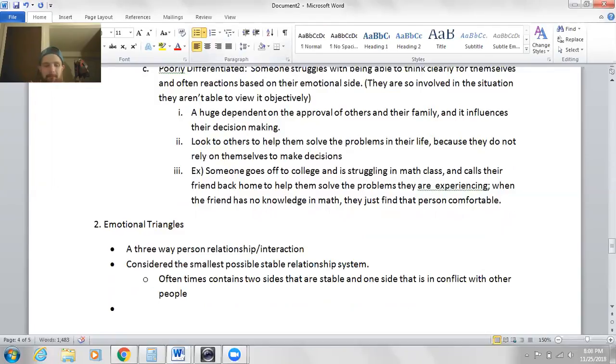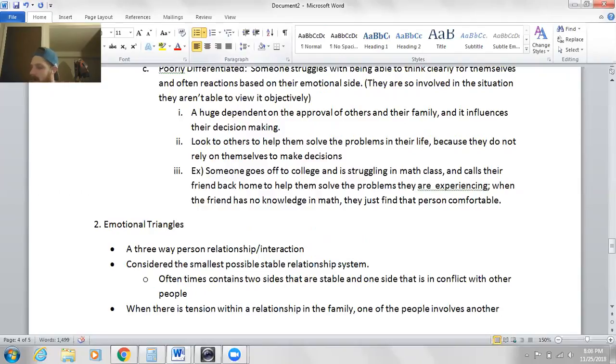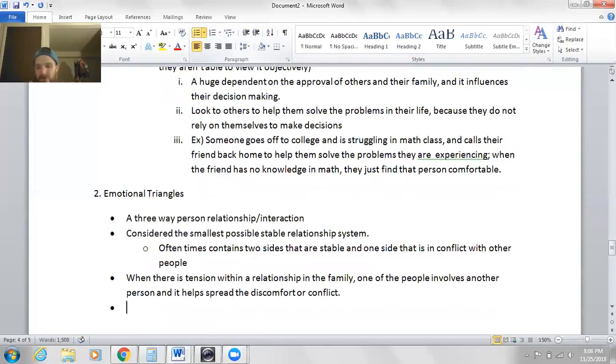So with this, essentially when there is tension within a relationship in the family, one of the people involves another person, and it helps spread the discomfort or conflict.